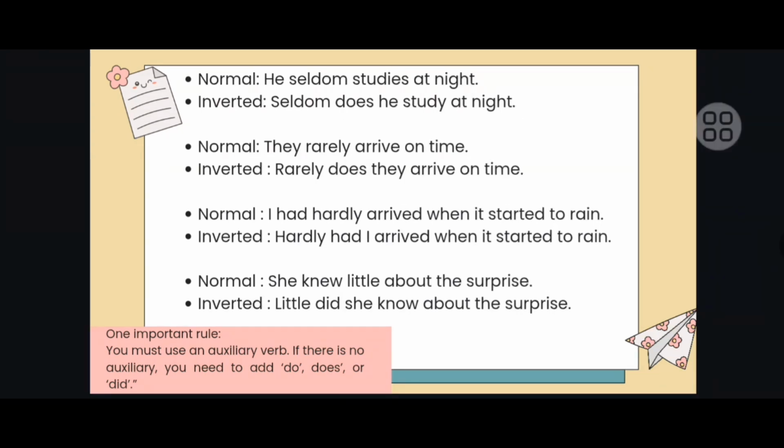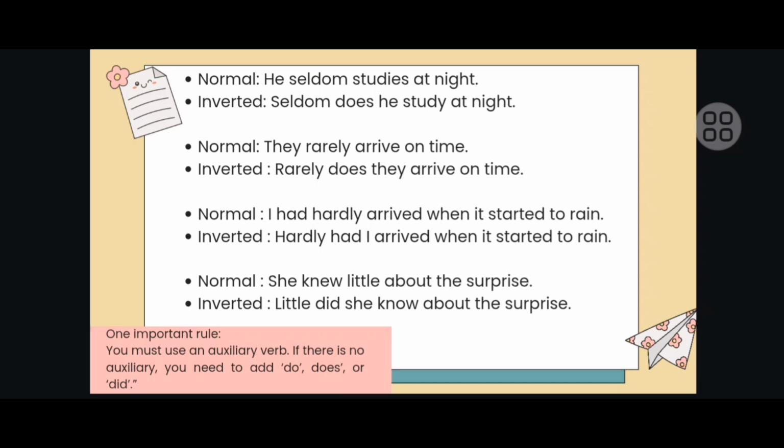When we invert a sentence using negative words, we don't just swap the subject and the main verb. We must use an auxiliary verb. If the sentence already has an auxiliary like had, have, or will, move it in front of the subject. If there is no auxiliary, you must add do, does, or did, just like when you are asking a question.